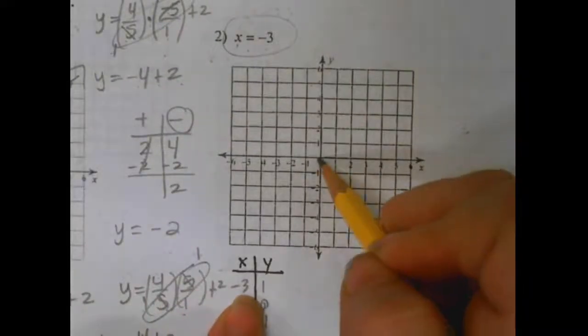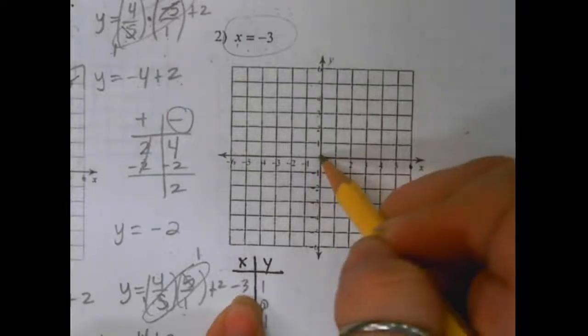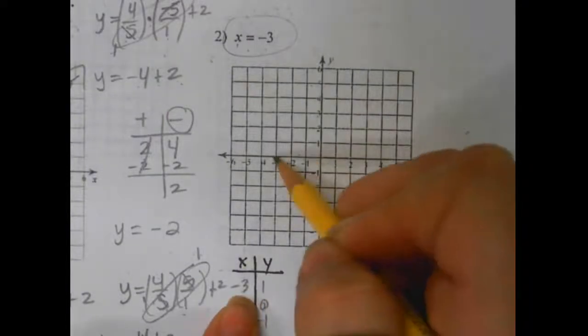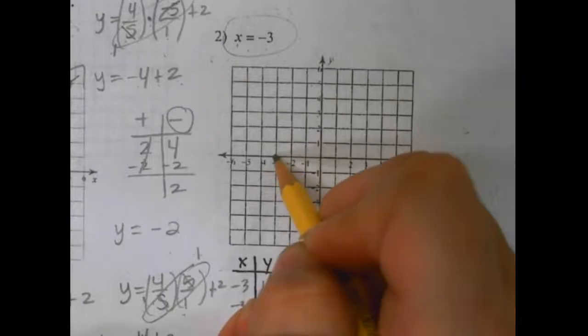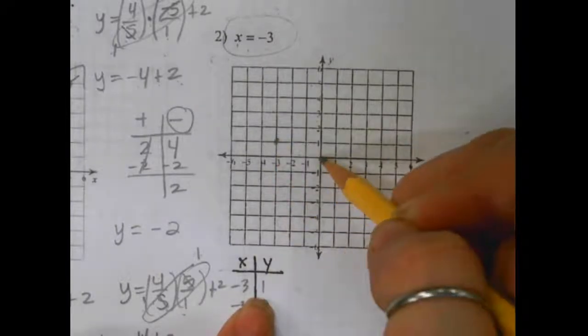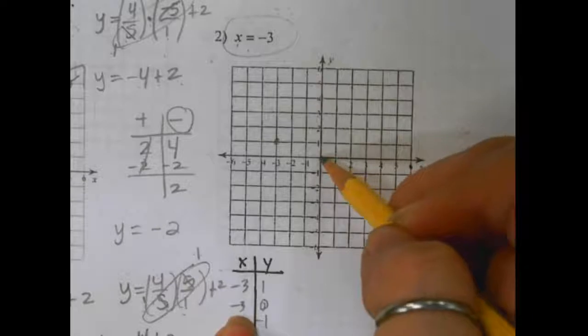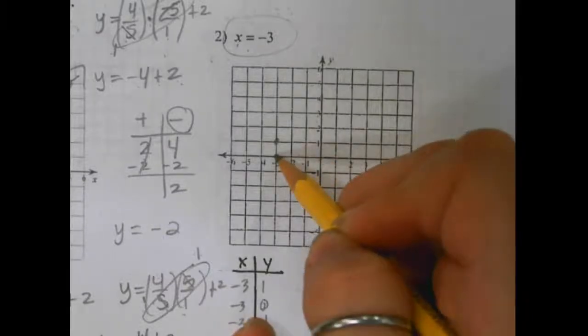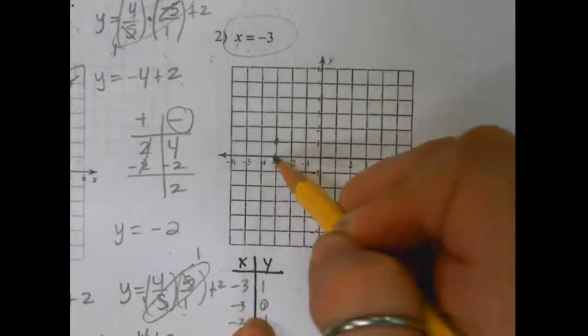For my point of origin, what's my x value? X, negative 3. Negative 3, and what's my y? Plus 1, so up 1. Back to my point of origin. I always go back and start at my point of origin. What is my x value? Negative 3. And what's my y value? 0. So I just put a point right there.